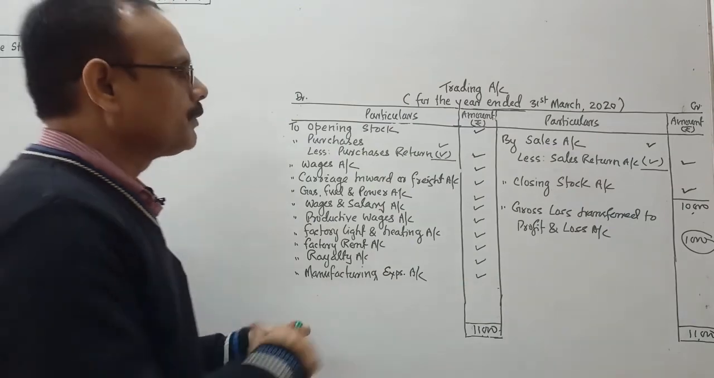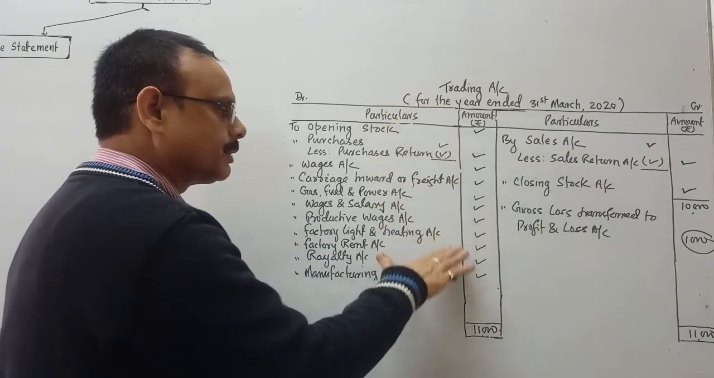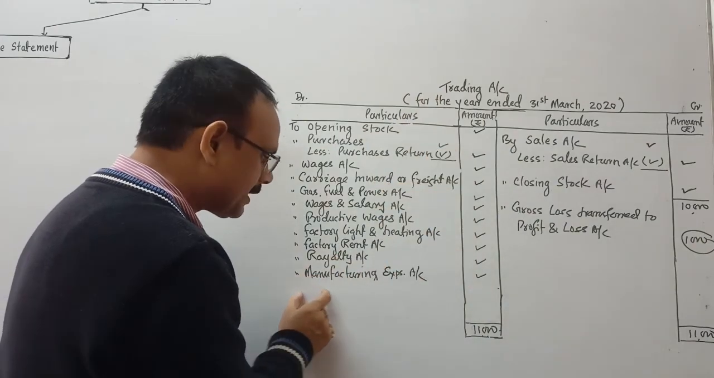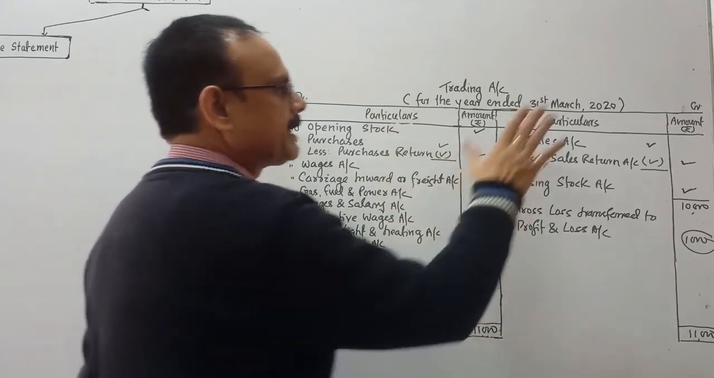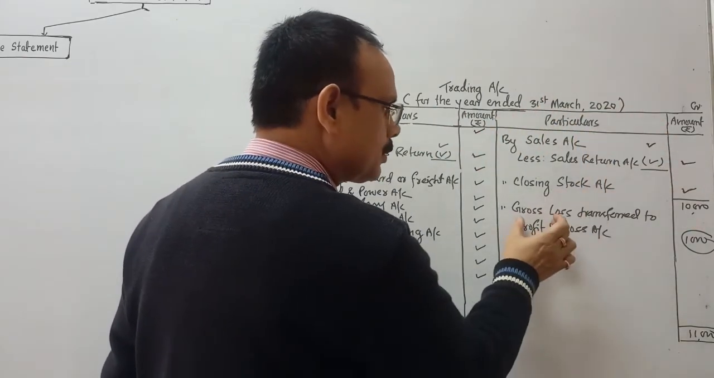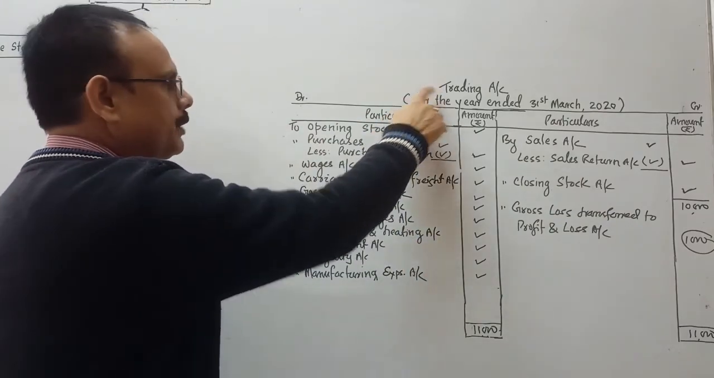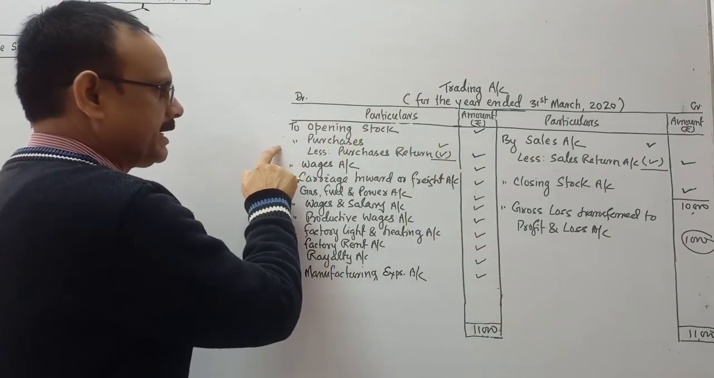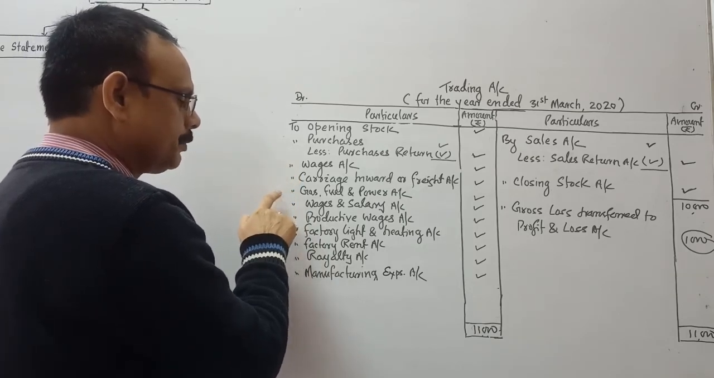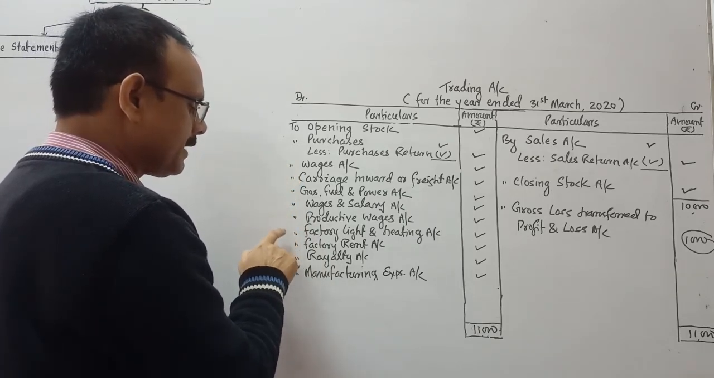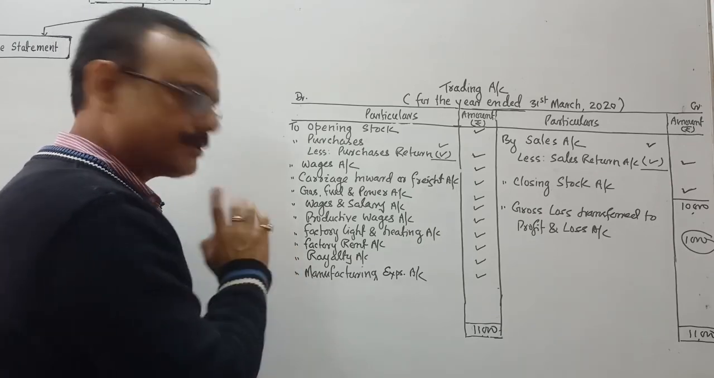So depending upon which side total is more: if credit side total is more and debit side total is less, then there is a gross profit transferred to profit and loss. And if the debit side total is more and credit side total is less, then the gross loss is transferred to profit and loss. So what is the entry? Trading account debit to opening stock, to purchase, to wages, to carriage inward, to gas and fuel, to productive wages, to factory rent, factory lighting, to royalty, to manufacturing expenses.